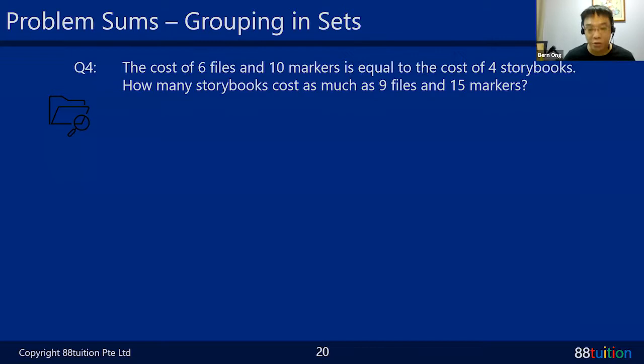Draw. Trust me. Look, the cost of 6 folders and 10 markers is equal to 4 storybooks. So I draw this. I draw this to calm myself down. All right, 6 folders. So folders, 1, 2, 3. 3 folders, 1, 2, 3. Total, 6 folders. Good job. All right, so 6 folders and 10 markers.